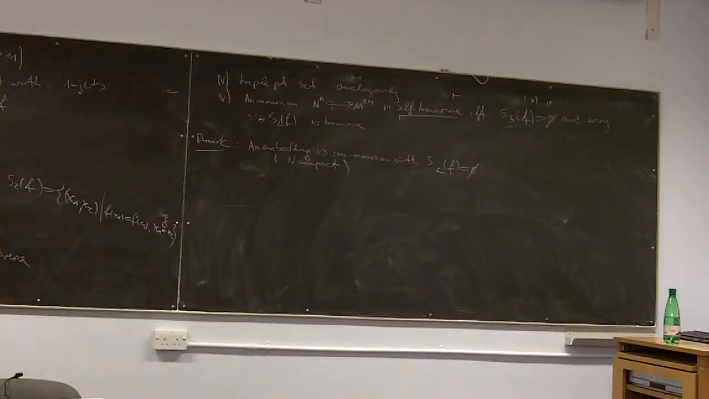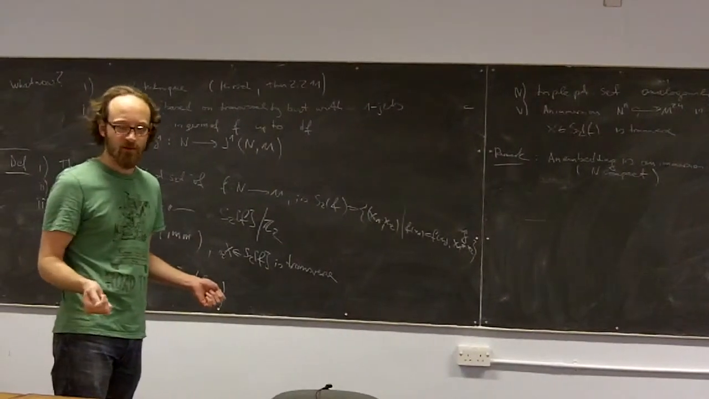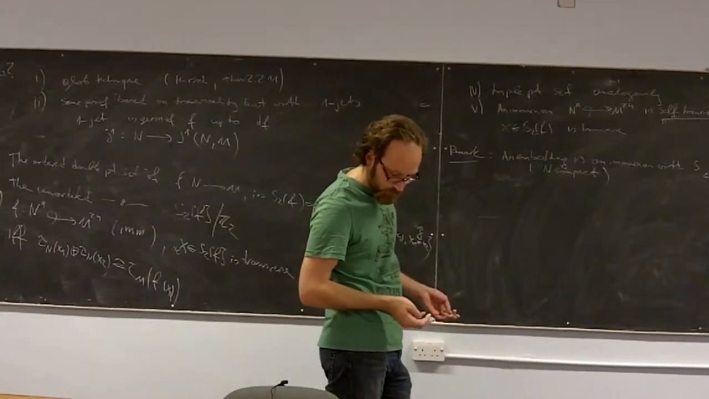The local proof I gave is a proof of the immersion theorem. Local proof of the immersion theorem, then you globalize, you get the immersion theorem. But what about the embedding theorem?